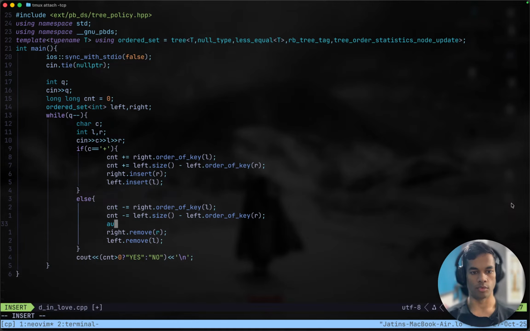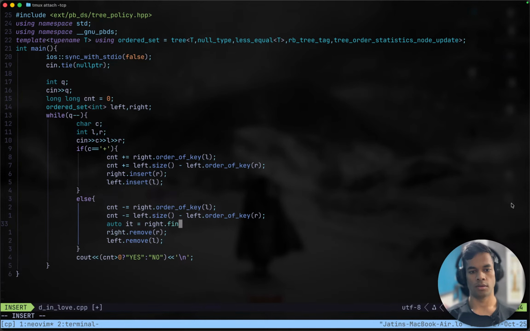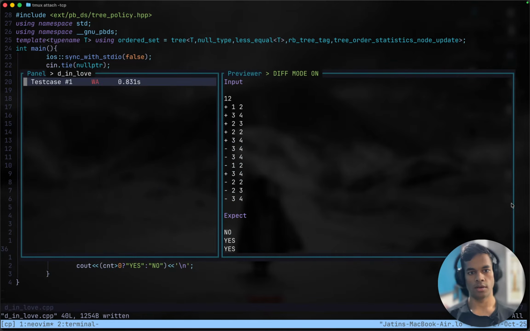Okay, we have to change remove. Auto IP equals right dot find R, and then erase this iterator. Then IP equals left dot find L, and then erase IP. Hopefully, no, hope. We are saying yes here and we are saying no there.